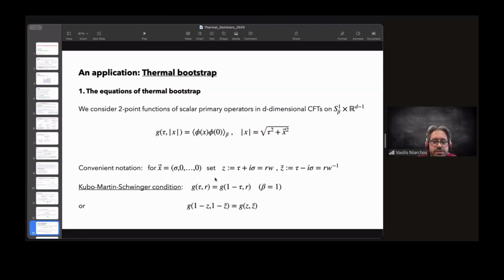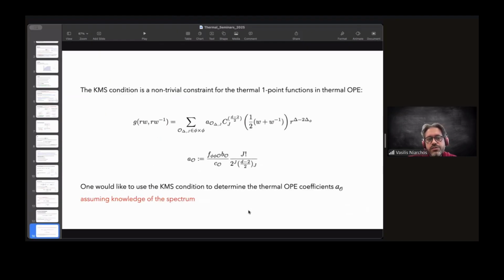And the KMS condition, the Kubo-Martin-Schwinger condition, tells you that the two-point function is periodic on the S1, which you can rephrase as this condition here, or this condition if you want. G of 1 minus Z bar is the same as G of Z bar in terms of these complex coordinates Z. Now, in this way, it looks very similar to the 4-point bootstrap on the plane, where you have the cross ratios Z and Z bar. The KMS condition is a non-trivial constraint for the thermal one-point functions in the thermal operator product expansion.